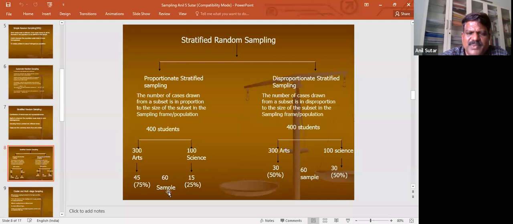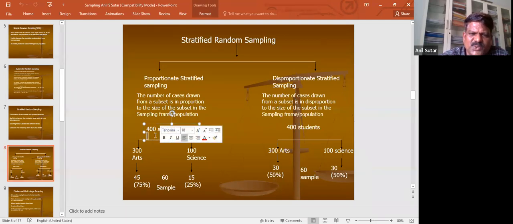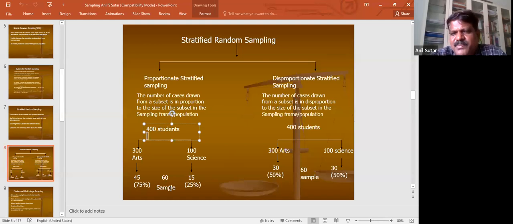You are getting my point. Then that becomes 60 as your sample, because here you have to see the proportion of arts students in the total students is 75%. Am I right? 300 divided by 400 into 100, you can take the percentage. The proportion of arts students in the total population is 75. Similarly, 75% of your sample should be arts students. That is the idea of proportionate sampling. You are getting my point. In case of science students, the proportion out of total students is 25%, 400 and 100 students, 25. So in your sample of 60, 25% should be science. This is the idea of proportionate stratified sampling.